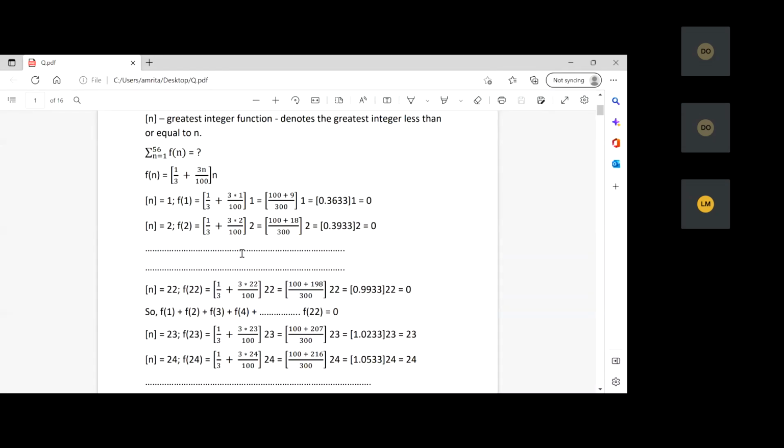Yes. So here the value of n is 1. So f of 1 is equal to 1 by 3 plus 3 into 1 by 100 multiplied by 1. So here we have the value 0.3633 multiplied by 1. So what we'll take? We'll take the first value, that is 0. So 0 multiplied by 1 is 0.